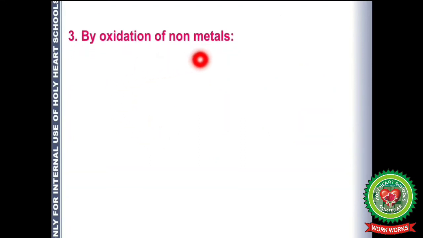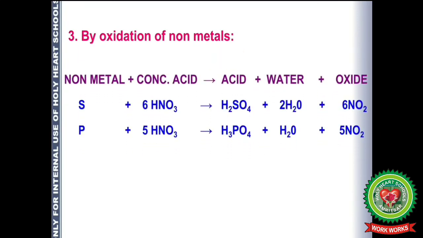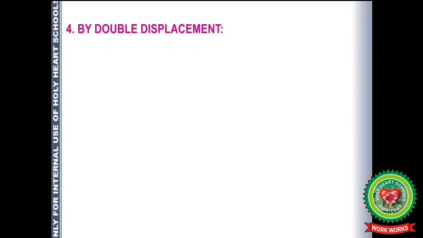The third method is by oxidation of non-metals. For example, if we take sulfur as a non-metal and react it with concentrated nitric acid, we will get sulfuric acid. Sulfur is oxidized and it forms H2SO4. As nitric acid is concentrated, NO2 gas will also be liberated. In the same way, if phosphorus reacts with nitric acid, it will form phosphoric acid.